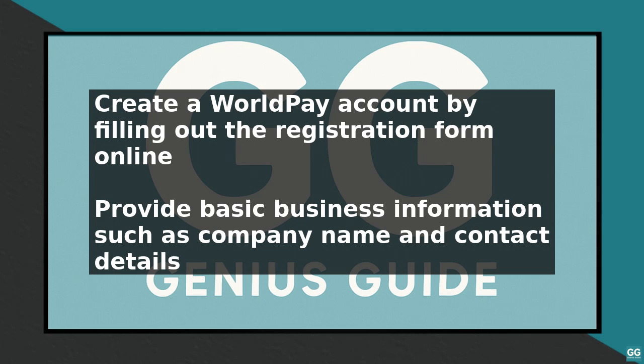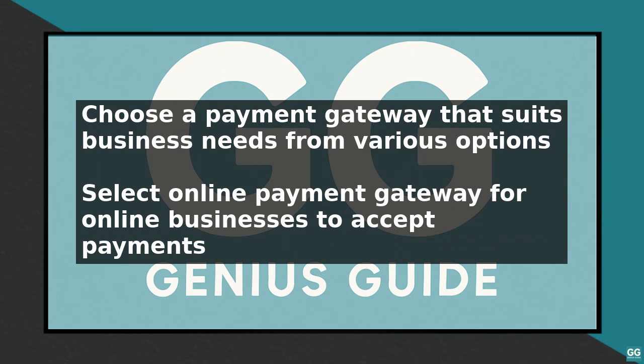First, you need to create a WorldPay account, which can be done by visiting the WorldPay website and filling out the registration form. You will be required to provide basic business information, such as your company name, address, and contact details. Once your account is created, you will receive a unique merchant ID, which is essential for setting up your payment gateway.